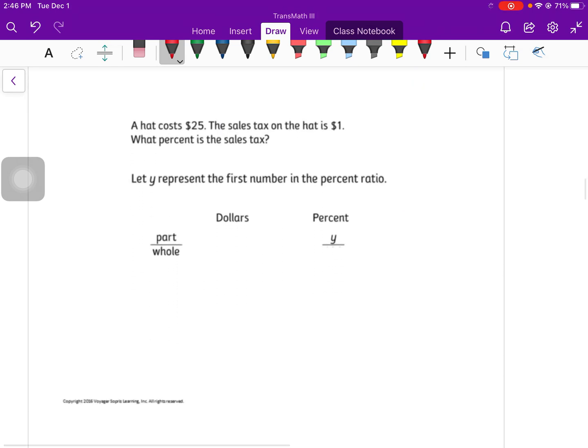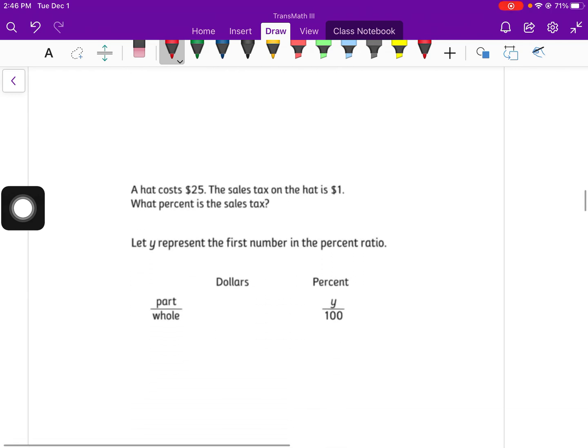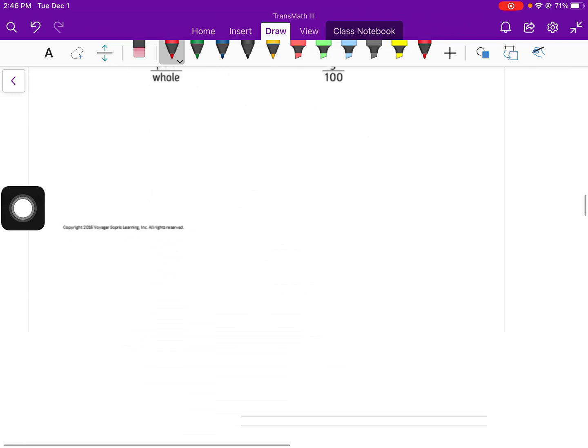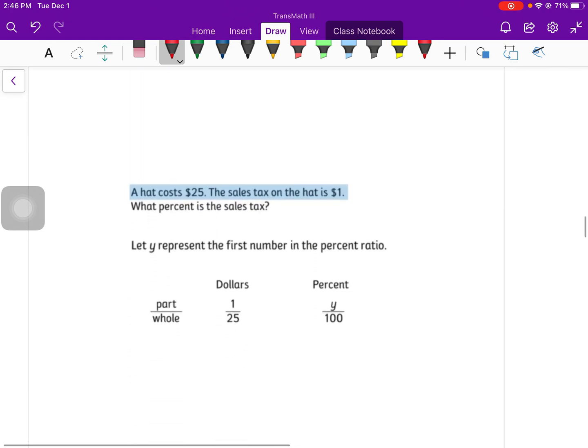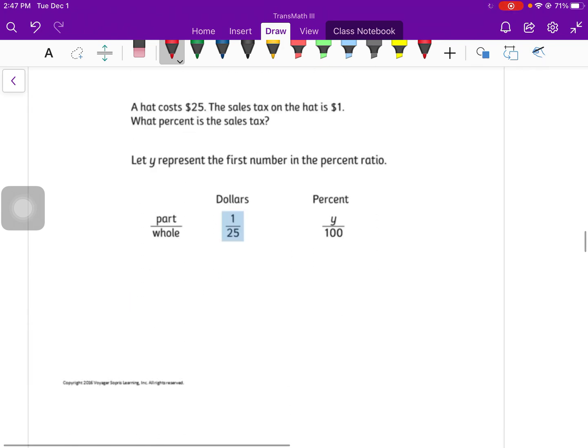All right, they set it up slightly differently, just literally the order, and they picked a different letter. So they said let Y represent the first number in the percent ratio. So they did Y over 100. We did X over 100. Then it was the sales tax was part of the cost. The total cost is 25, and then they solve from there.